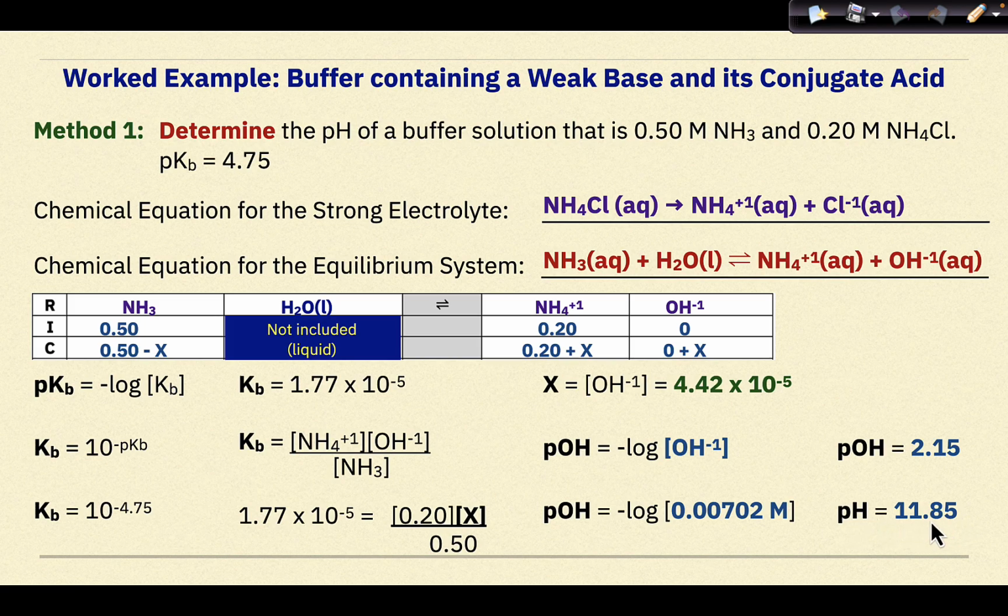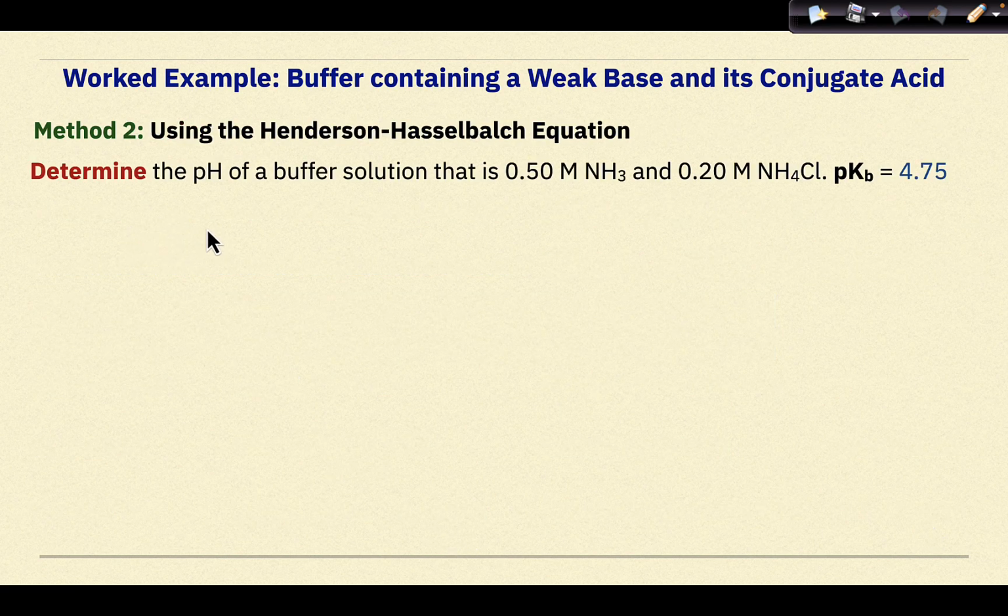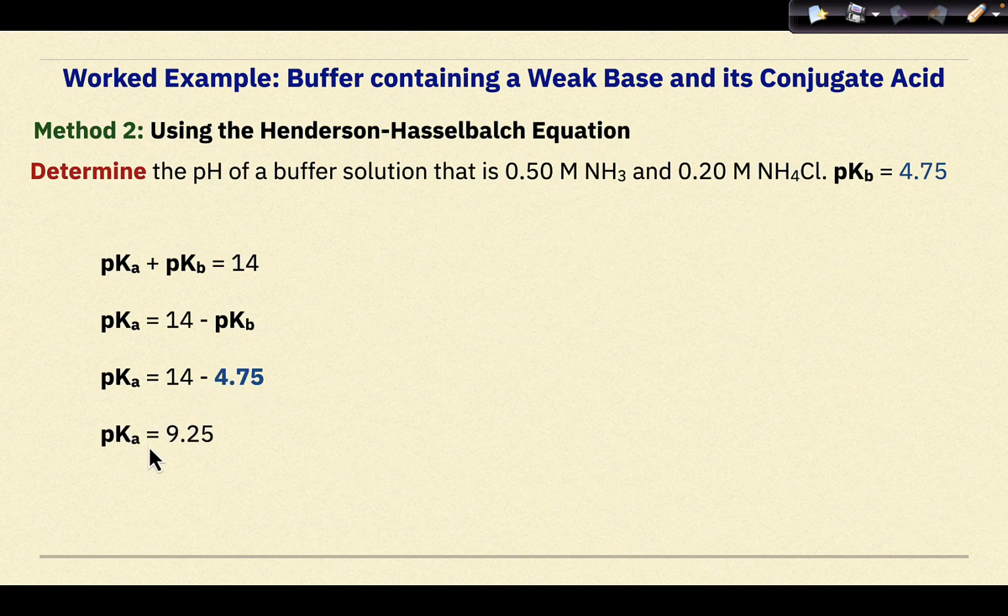Let's see this in terms of the Henderson-Hasselbalch equation. To use the Henderson-Hasselbalch equation, we need to start with our pKb value. So we know pKa plus pKb is equal to 14. If we rearrange this formula to pKa is equal to 14 minus pKb, we can find our pKa value. So 14 minus 4.75 will give us a pKa value of 9.25.